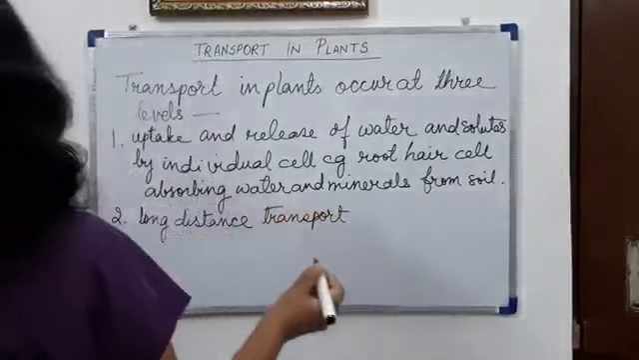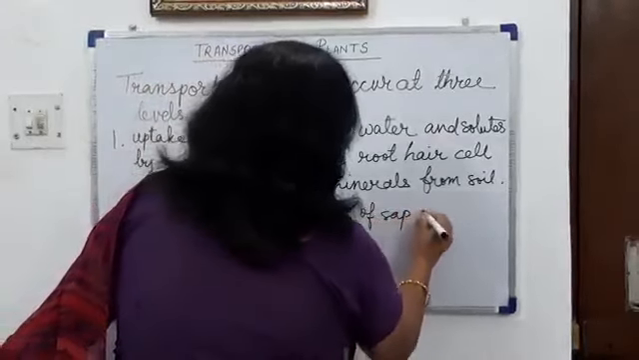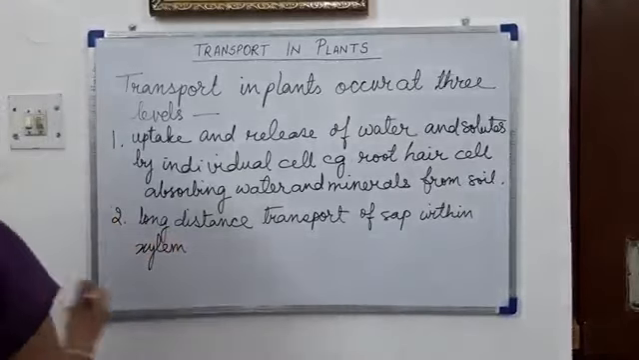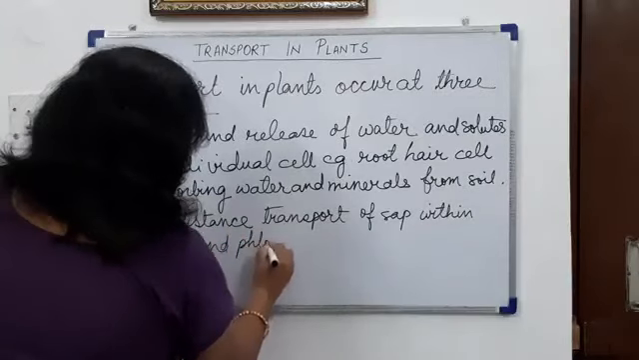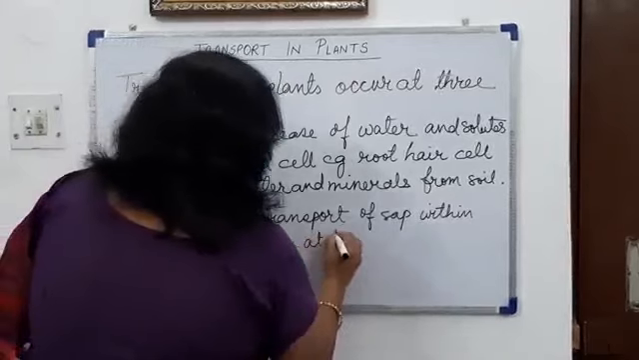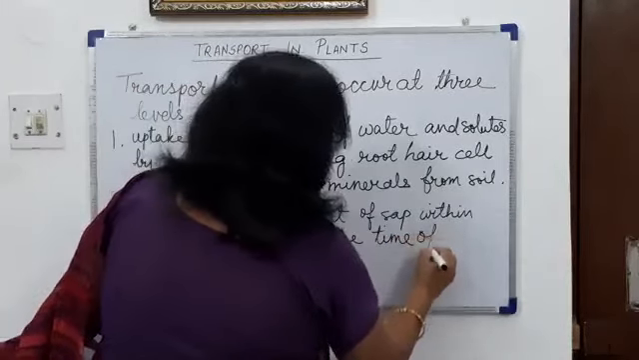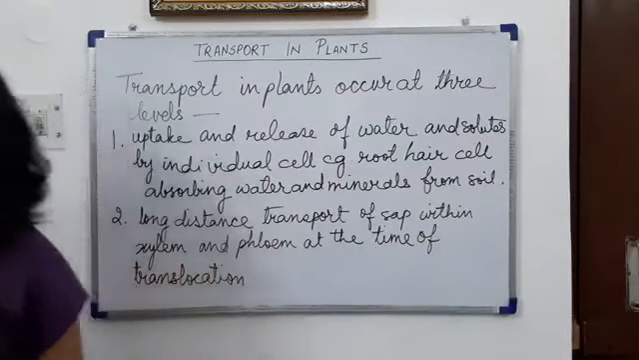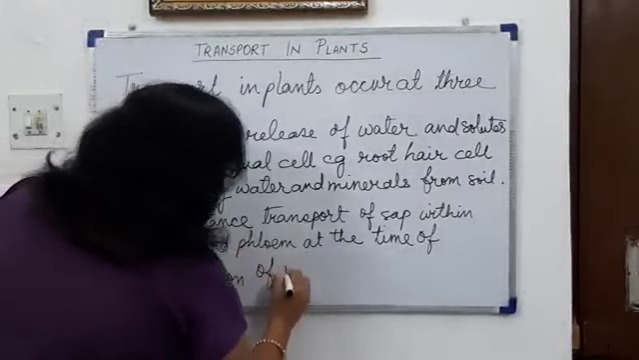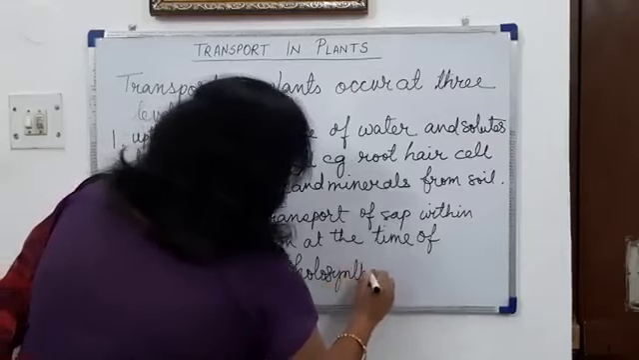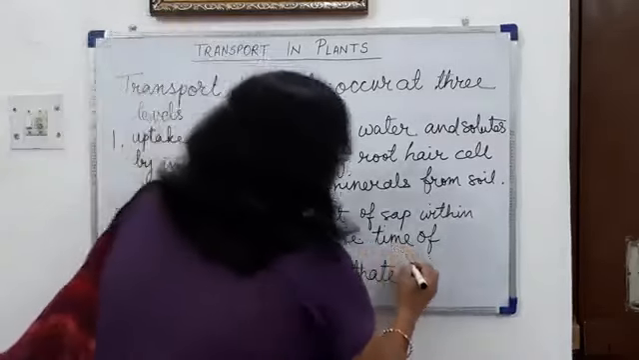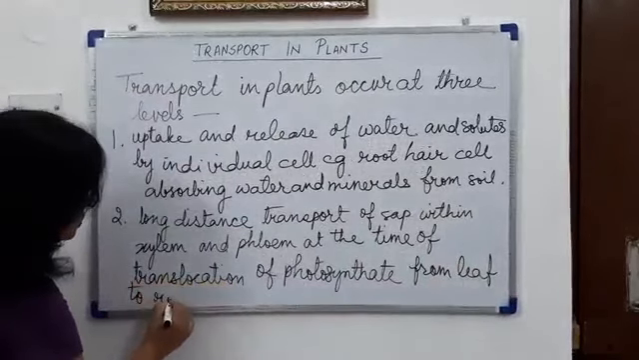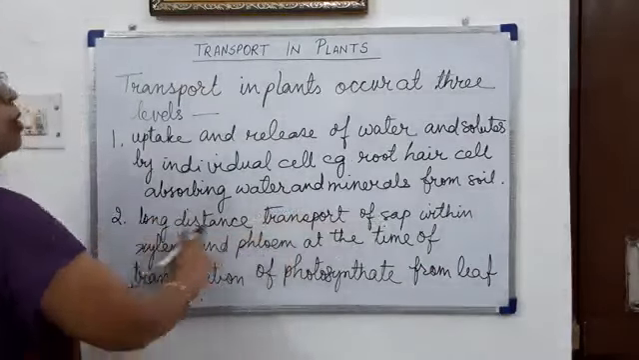Long distance transport of sap within xylem and phloem at the time of translocation of photosynthate from leaf to root. So the second level of transport is long distance transport.